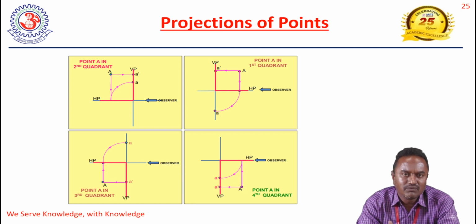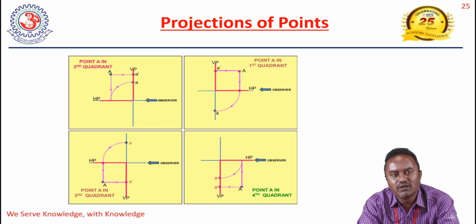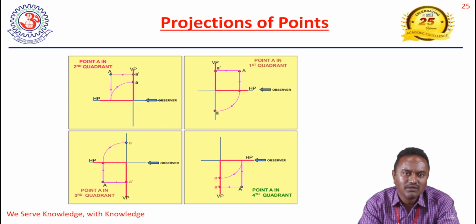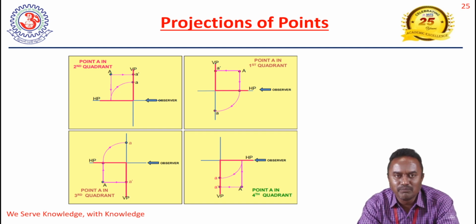Because all the planes are transparent, the direction of the front view never changes. It remains constant. When we look at the object from the front direction, the A dash is on VP, and A is on HP. But after getting the front and top view, we rotate the horizontal plane HP by 90 degrees clockwise. In all the cases, we rotate the HP by 90 degrees clockwise. So when you rotate 90 degrees clockwise, the top view will be moving up. So the top view is above the XY line and the front view is below the XY line, just a reverse of the first quadrant.